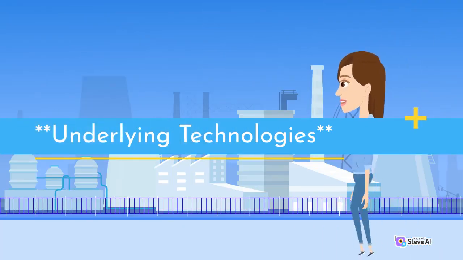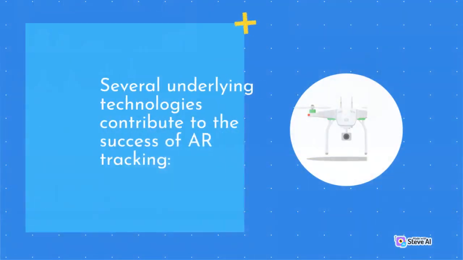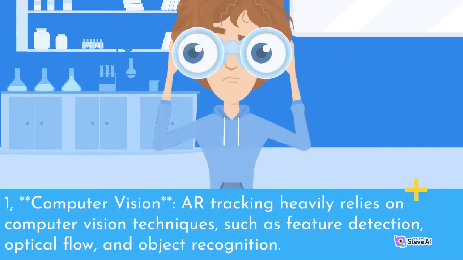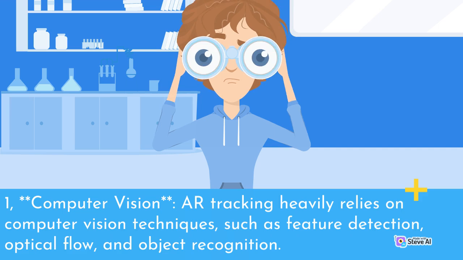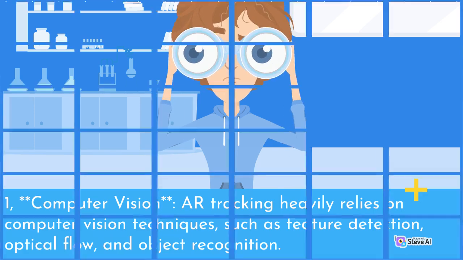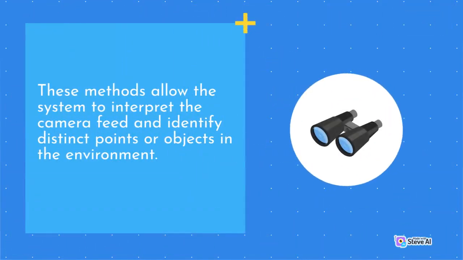Underlying technologies. Several underlying technologies contribute to the success of AR tracking. 1. Computer vision. AR tracking heavily relies on computer vision techniques, such as feature detection, optical flow, and object recognition. These methods allow the system to interpret the camera feed and identify distinct points or objects in the environment.